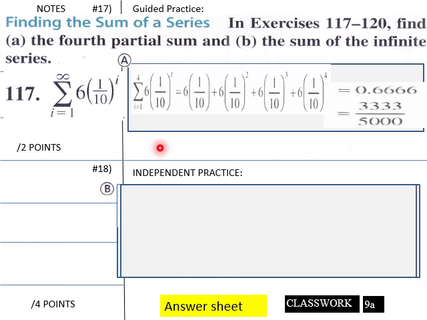So the partial sum here, the fourth partial sum, will be 6 times 1 over 10 plus 6 times 1 over 10 squared, cubed, and then fourth power. And then this eventually settles on 0.666, which is the same thing as 3333 over 5,000. So that would be your fourth partial sum, and then that's up to you, students.